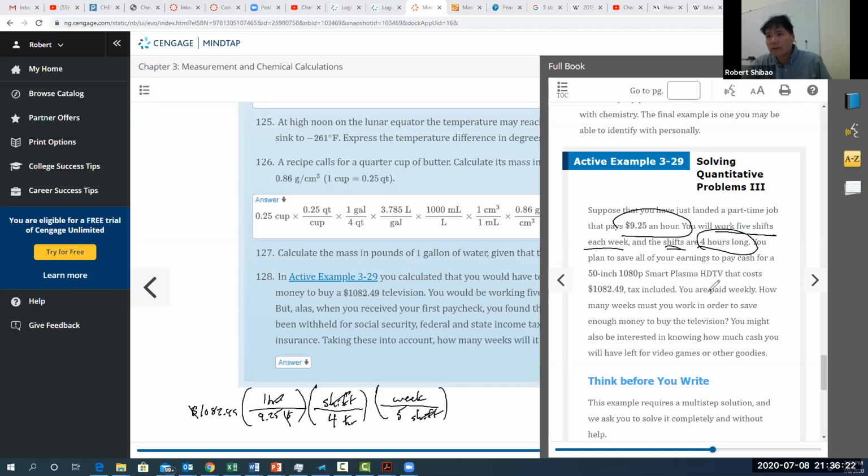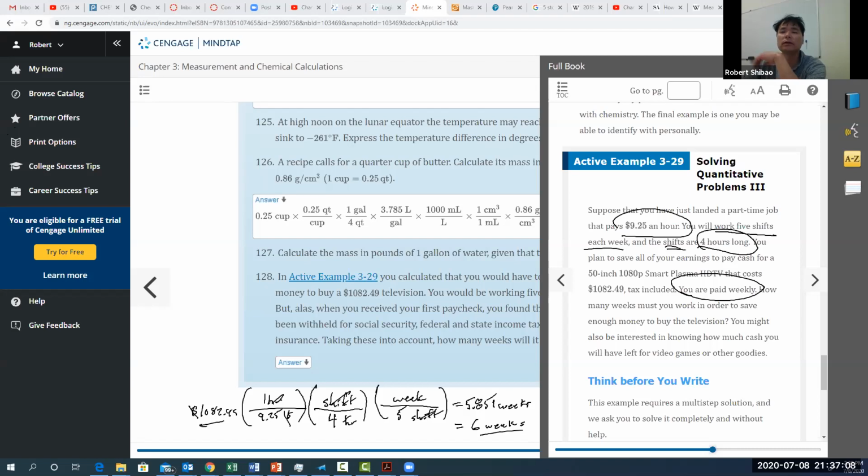Well, that's what we want. We're paid weekly. And so how many weeks is that? It's going to be 1082.49 divided by 9.25 divided by 4 divided by 5. Comes out to 5.85 weeks. But we're paid weekly, and therefore we're going to work 6 weeks. 6 weeks. It would take that long to accumulate that much money. All right, that's the active example that they had earlier.